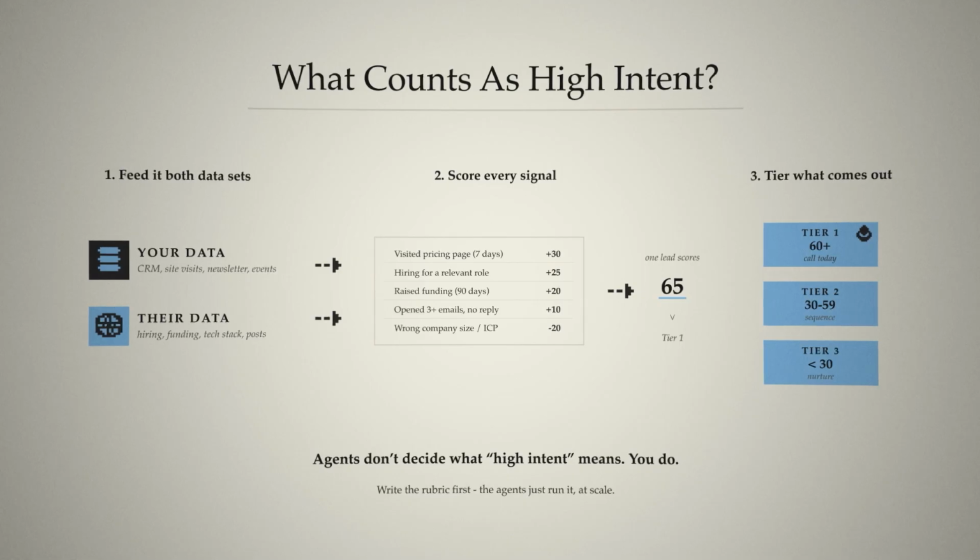So the main thing we're going to do for agents is give them this sort of tier system: tier 1, tier 2, tier 3, unqualified, so we know exactly how the agent should react to the priority of the lead.